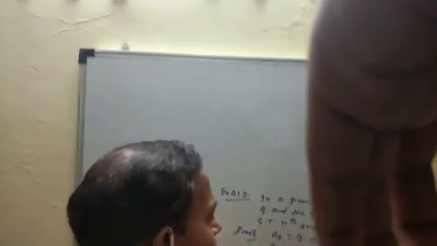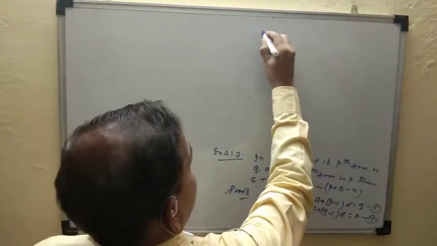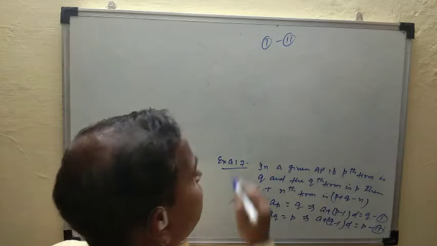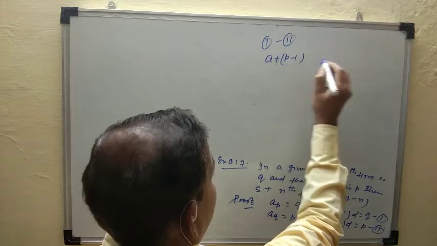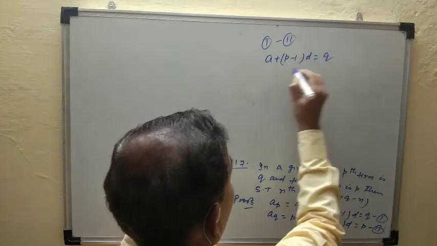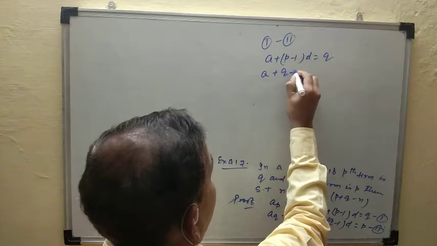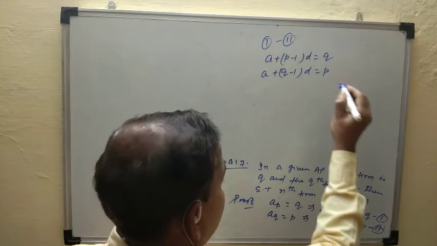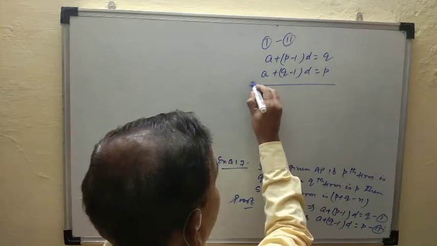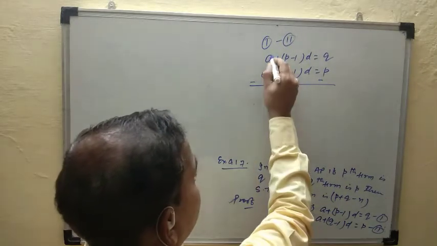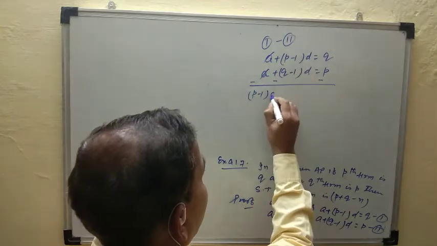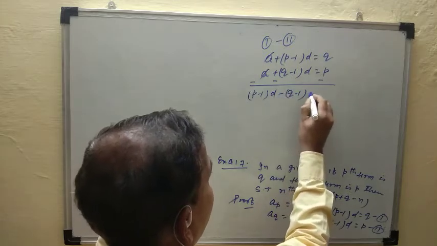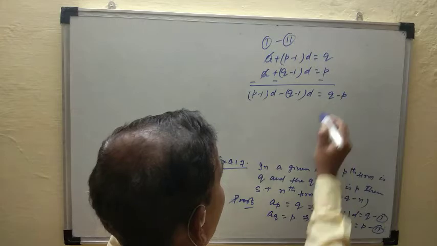So now subtract equation 1 and 2, that is equation 1 minus 2. Equation 1 is A plus P minus 1 into D is equal to Q. Second is A plus Q minus 1 into D is equal to P. When we subtract, the signs change. This A cancels. So P minus 1 into D minus Q minus 1 into D is equal to Q minus P.